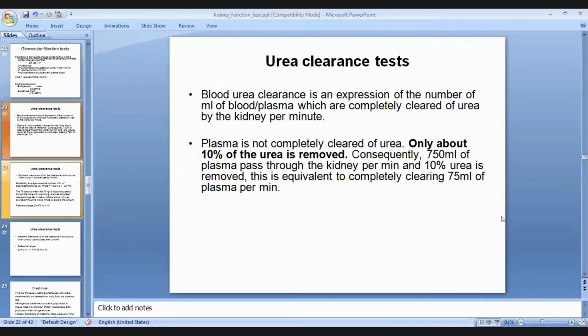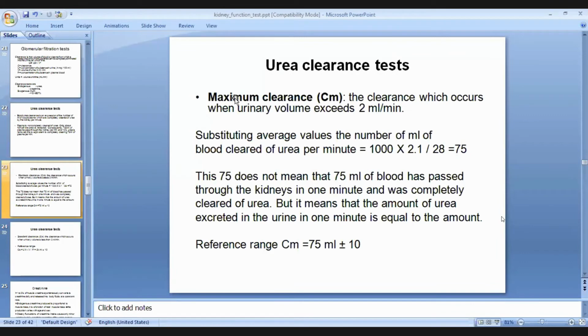So for the urea clearance test, there will first be maximum clearance. What do we mean by maximum clearance? Under the urea clearance test, first is maximum urea clearance. In this context, when the urinary volume exceeds 2 ml per minute, then we perform the maximum clearance of urea. Okay.